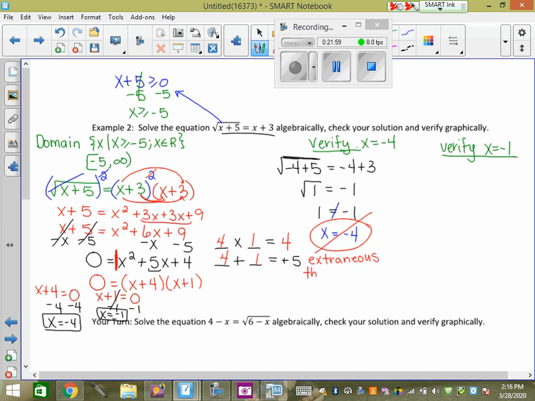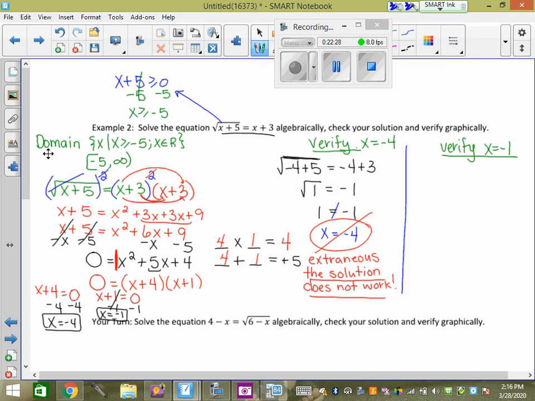The solution does not work. I'm just putting that as an aside for you to know. The solution does not work. It does not work in this question. It is extraneous. It is an answer when you solve it algebraically, but that answer does not work, so it is extraneous. Let's try the negative 1.